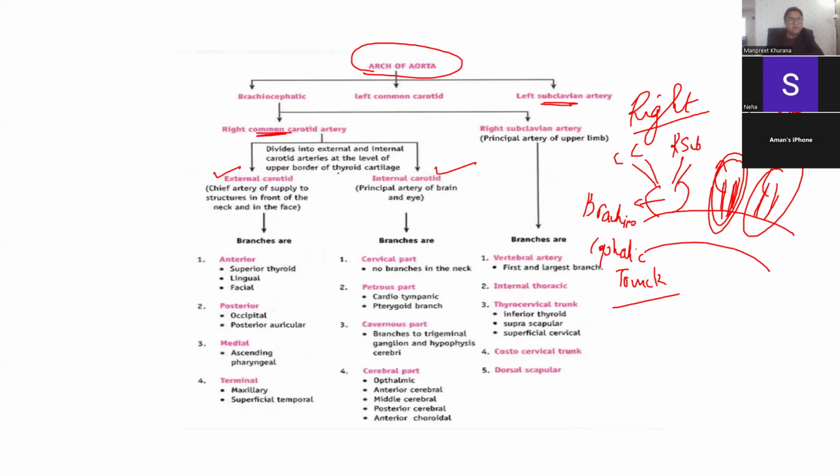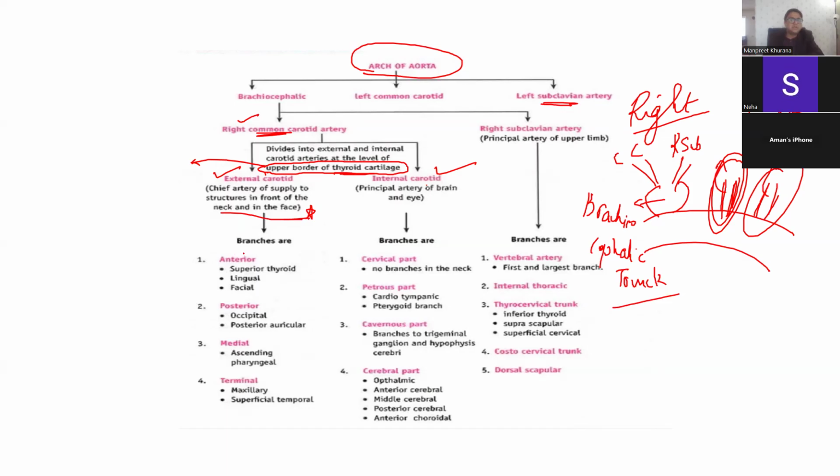at the level of the upper border of the thyroid cartilage. Sometimes there is a question, I have seen this question in the NEET exam many times, where this division of the common carotid artery into external carotid and internal carotid artery occurs. Now, the right common carotid artery divides into right external carotid artery and right internal carotid artery. The external carotid artery is the chief artery of supply to the structures in front of the neck and in the face.